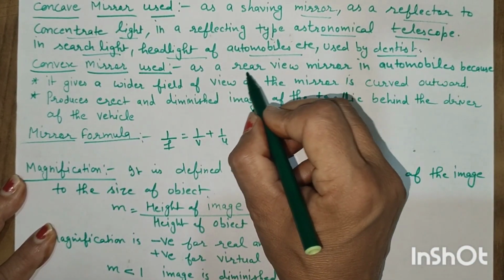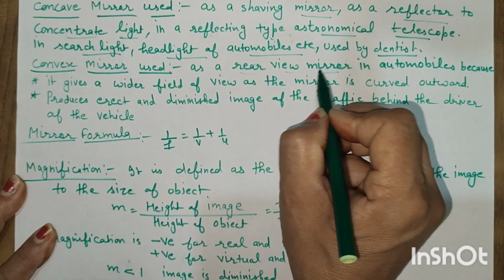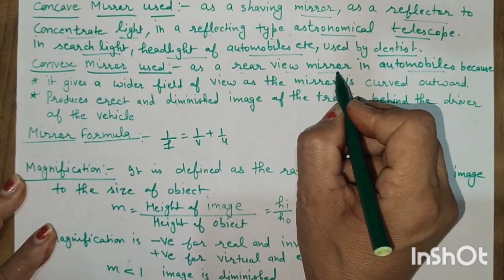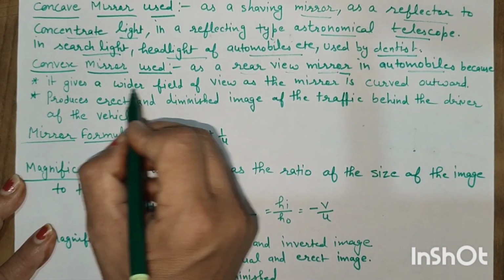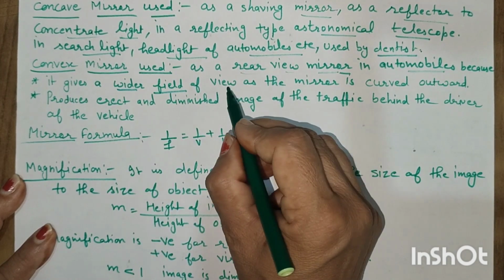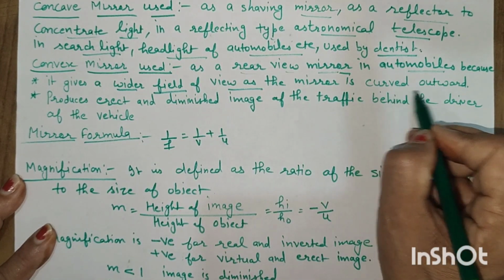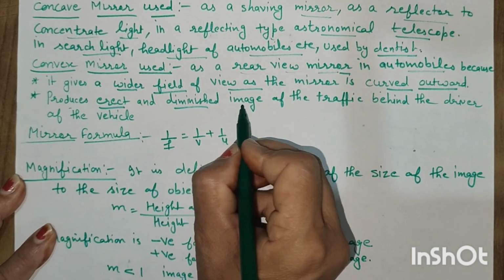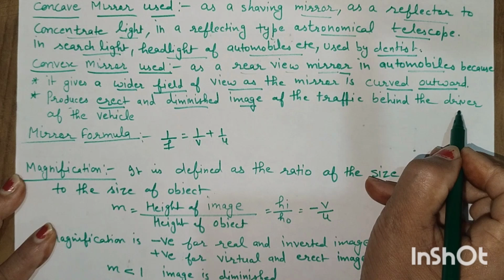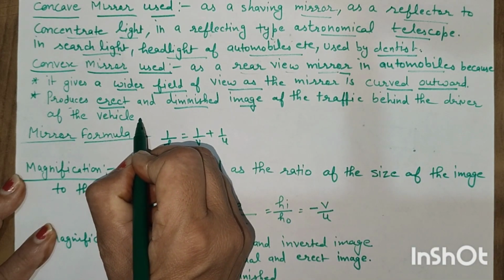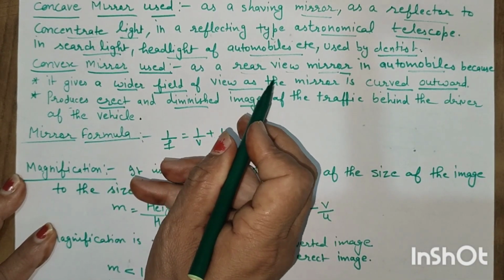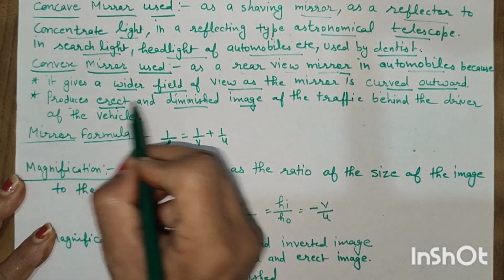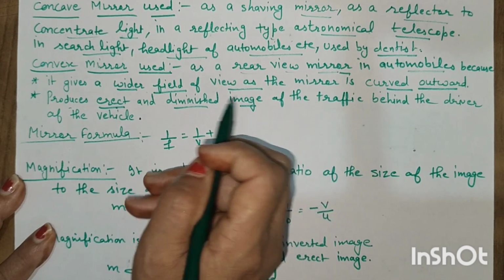Convex mirror is used as a rear view mirror in automobiles because the convex mirror gives a wider field of view. The mirror is curved outward, and it produces the erect and diminished image of the traffic behind the driver of the vehicle. That's why convex mirror is used as the rear view mirror, because it gives the wider field and produces the erect and diminished image to the driver.